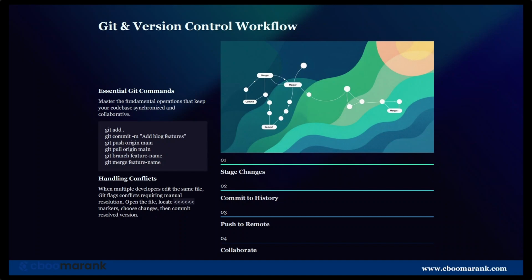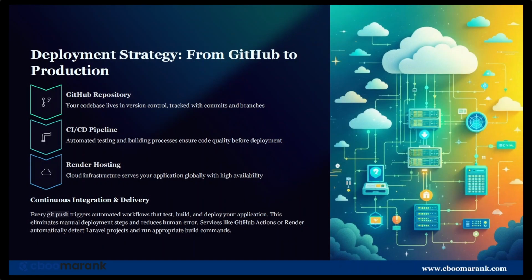Sometimes there could be a conflict. When multiple developers edit the same file, Git flags a conflict requiring manual resolution. There is something important here: when multiple developers work on the same project, conflicts can happen. That means two people changed the same part of code. Git will stop and ask you to resolve it manually. This might look confusing at first, but it's actually a safety mechanism. It ensures that no code is overwritten without your approval.